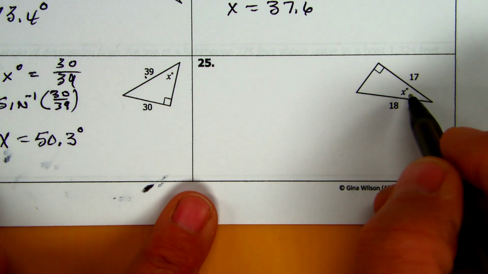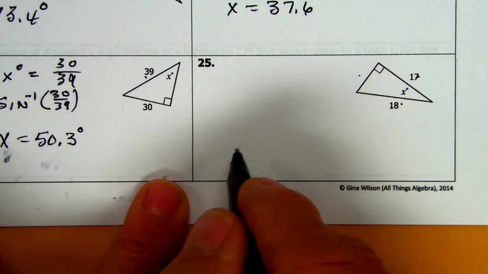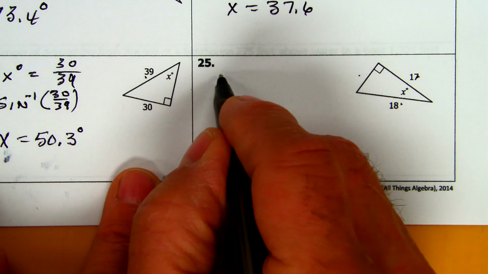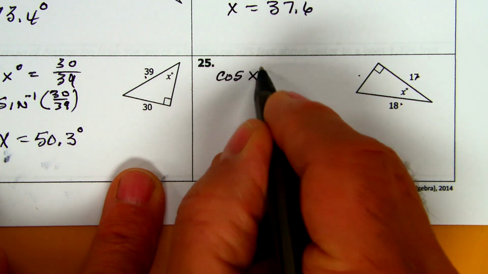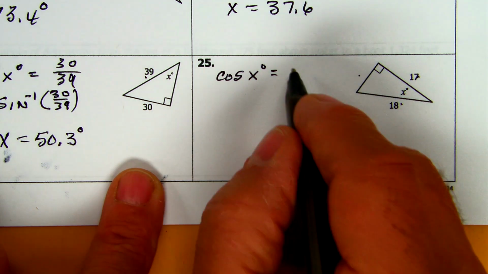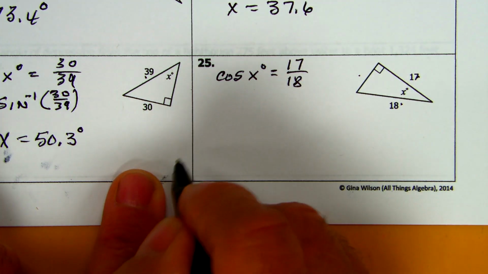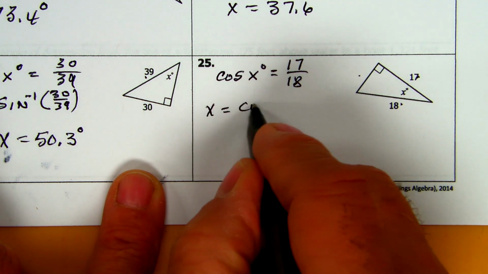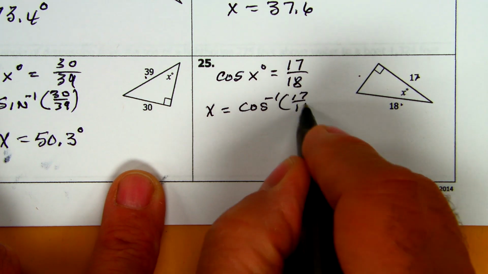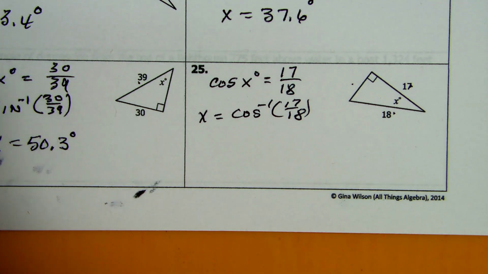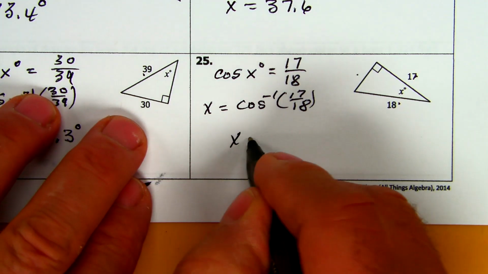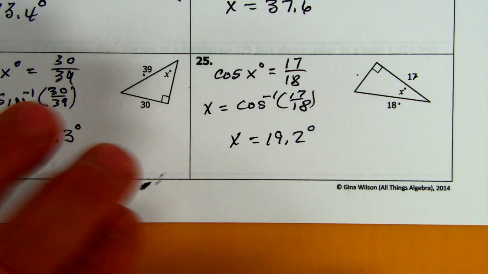So here's the angle. So I have that's opposite, that's adjacent over the hypotenuse. That's cosine. So the cosine of x degrees is equal to the adjacent, which is 17, over the hypotenuse, which is 18. So then I say that x is equal to the inverse cosine of 17 divided by 18. So if we put that in our calculator, we're going to say second cosine of 17 divided by 18, and that's going to give us 19.2. So x is equal to 19.2 degrees.